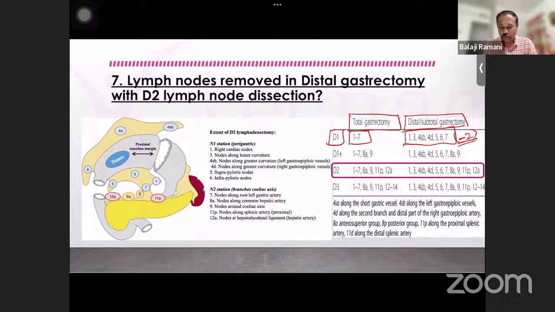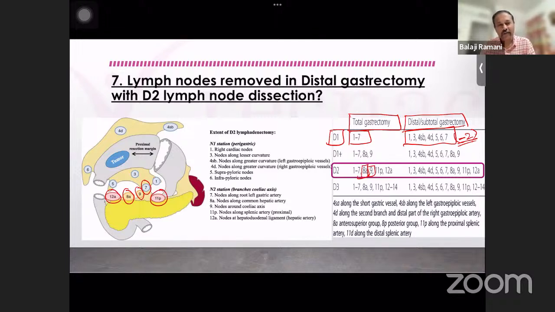Other than that, when you talk about your D2 dissection, it is going to be the nodes along the greater vessels. So what are those? That is going to be your celiac artery, which is station 9. Then you have your 8A, which is your common hepatic artery. You can see it here. This 7 will be your left gastric. Then you have your 9, which is your celiac. 8 is going to be your common hepatic artery. Then you have your 12A, which is the anterior porta. Then you have your 11.